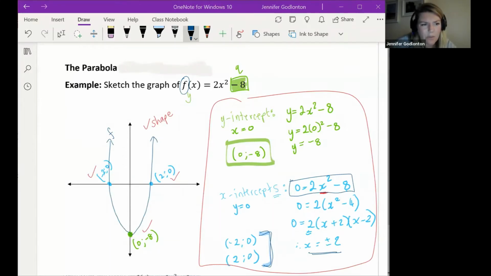How can I help? Ma'am, for the y-intercept, how did you find that negative 8? It's always going to just be this number over here. Whatever that number is, that's going to be your y-intercept. What happens if you don't draw the U shape? It needs to be a U shape. If it's a V shape, you will lose a mark for having the wrong shape.